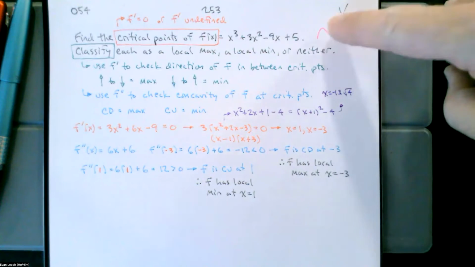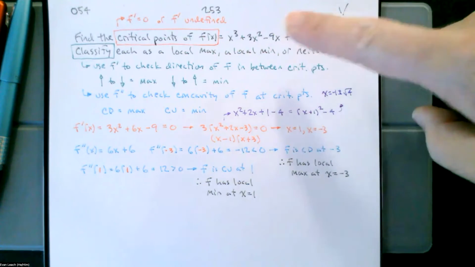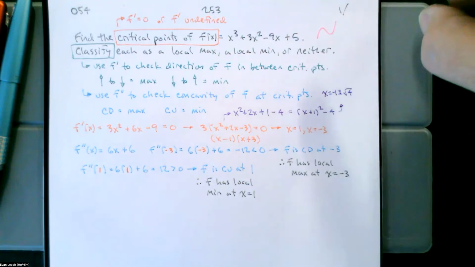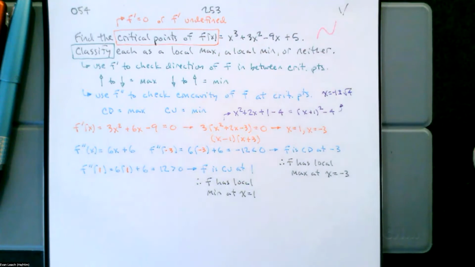With all this information, we know that this is what the function looks like. The first derivative will be positive before -3, negative between -3 and 1, and positive after 1.